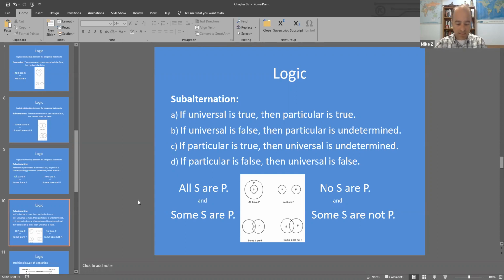Okay, going the other direction. Actually, let's look at the negative ones here for relationship B. If the universal is false, then the particular is undetermined, right? So if it's false, for example, that no Boulderites are Democrats, then it could be true that some Boulderites are not Democrats. But it could also be false that some Boulderites are not Democrats.